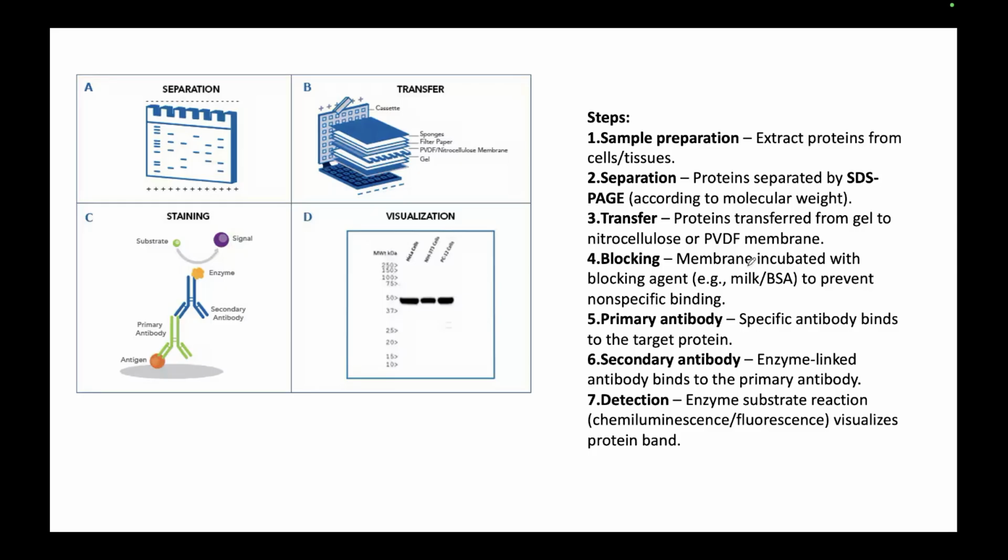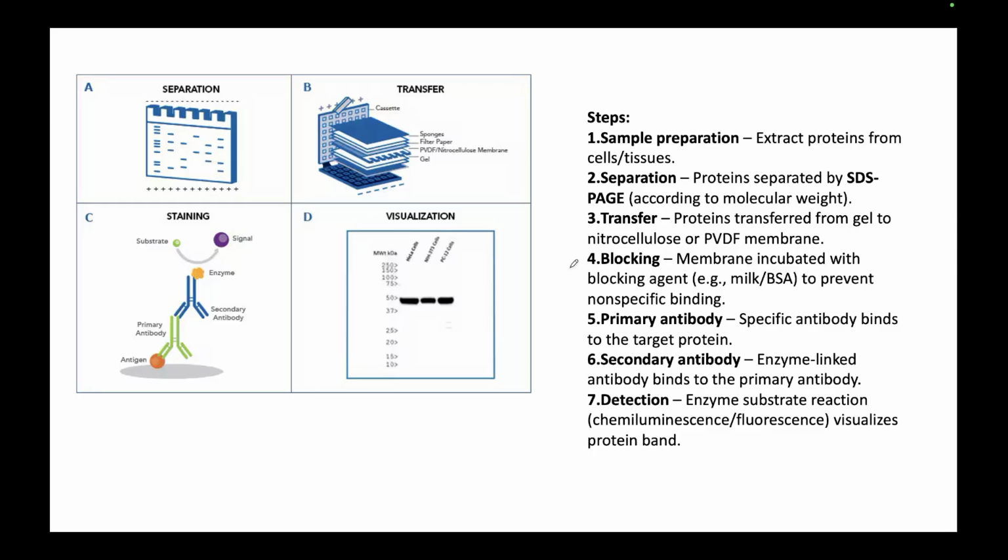Then you block this membrane. The first step is a blocking step. You take the membrane out, put it in a box, and add milk or BSA. These are considered blocking agents to prevent non-specific binding. There are several unsaturated sites, so BSA, which is a common protein, at a particular concentration acts as a blocking reagent. It will block those non-specific binding sites and allow efficient binding of your particular protein of interest with the antibody.